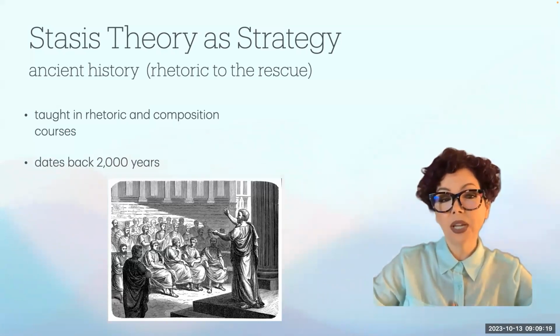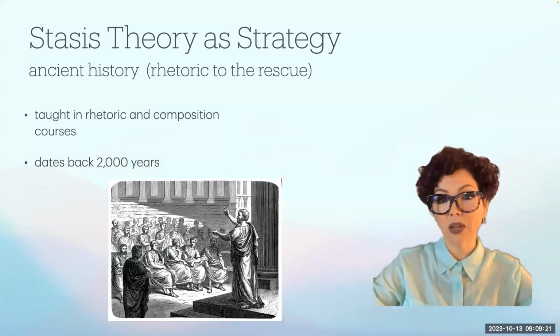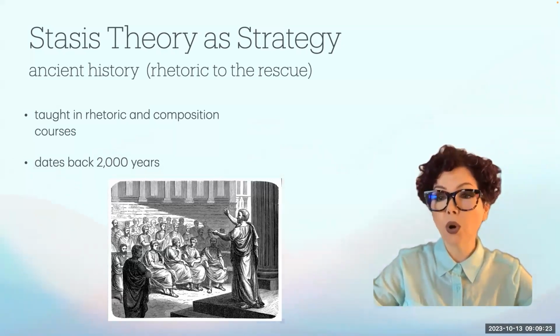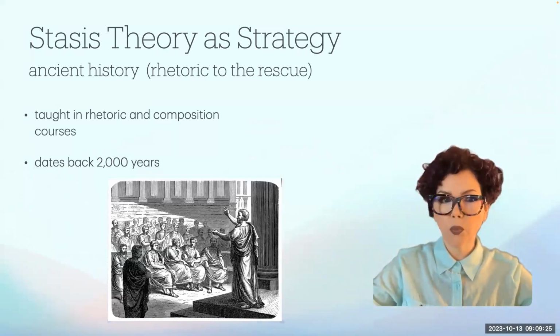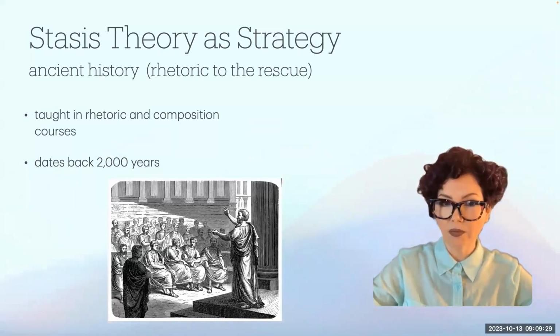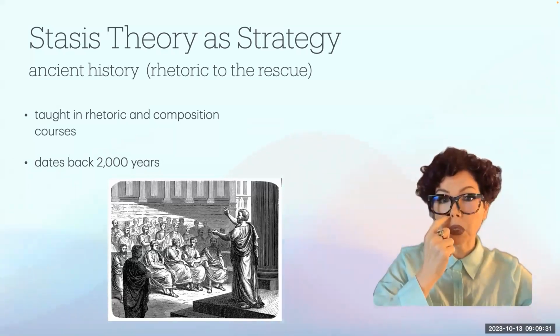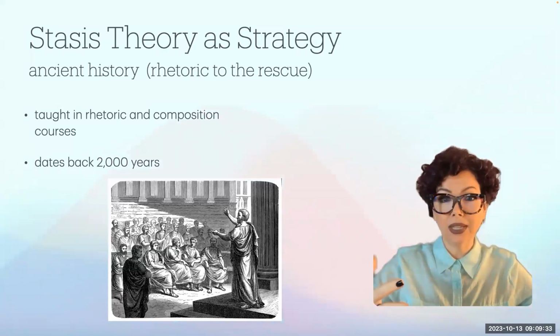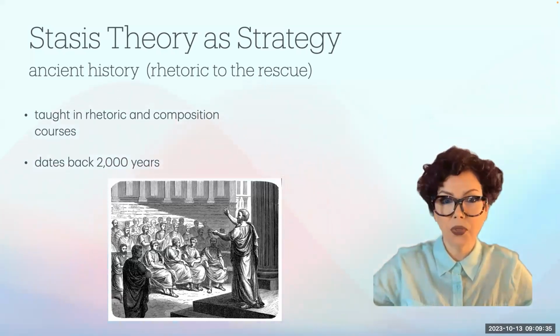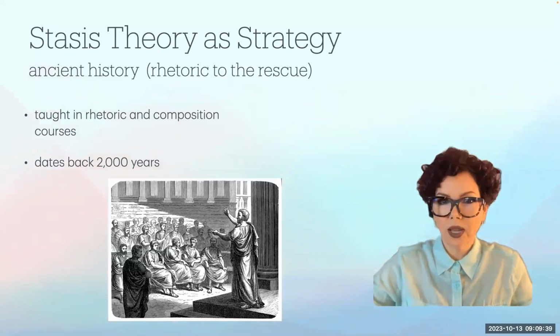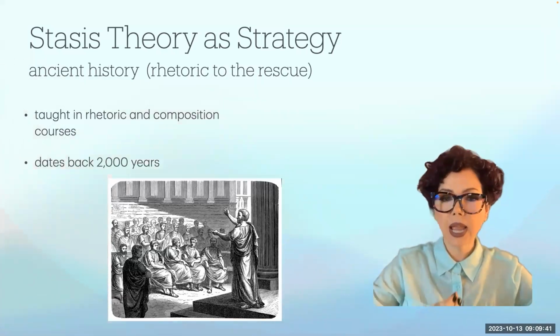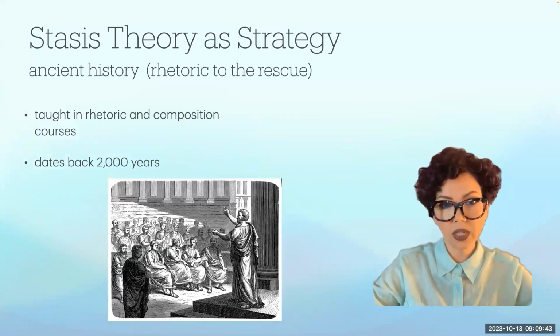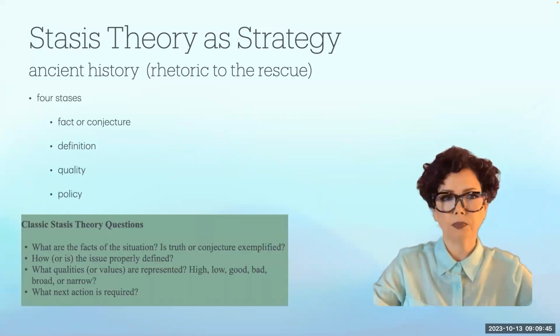So stasis theory as a rhetorical tool dates back 2,000 years to ancient Greek and Roman courtrooms, where it was kind of a set of theoretical principles that guided speakers stuck at an impasse toward a way forward. So you'd have two speakers elocuting about something, and they both sounded good. They both sounded like they knew what they were talking about. Oh my gosh, what do I do? We're stuck at an impasse. But stasis theory helps locate the crux of the issue so that you can move forward.